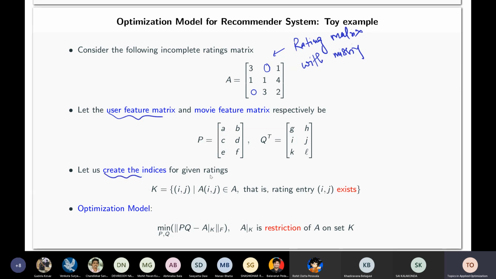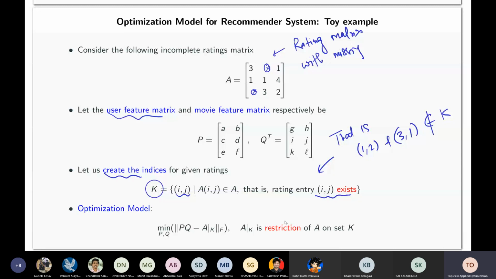Let us create a set of indices. Only those indices will be considered in the index set K where the ij entry exists. In other words, these entries will not appear in K. In our case, the 1, 2, and 3, 1 index is not in K, and all other indices are in K. Why do we need this? Because we will sum over the error terms only on K indices.